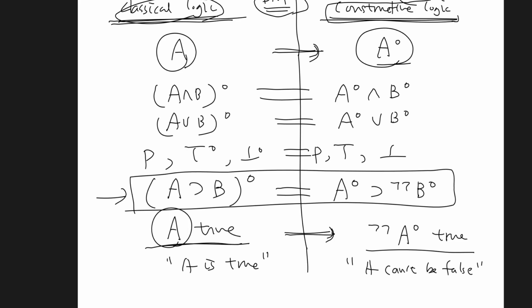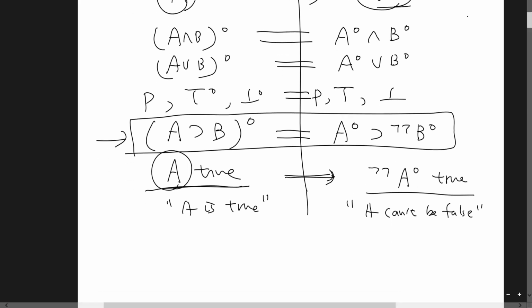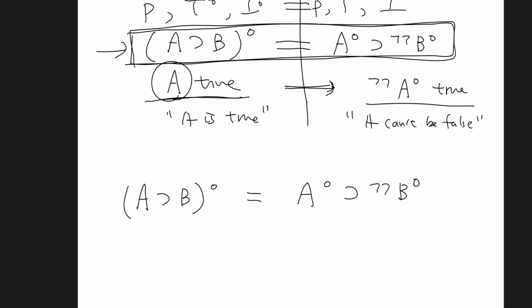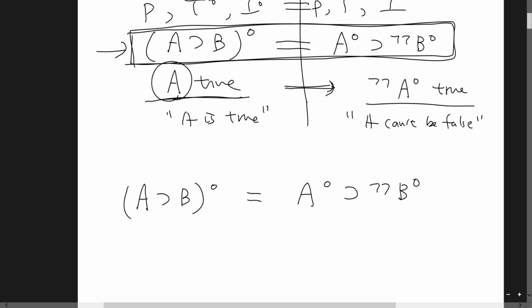So let's see more carefully. Let's analyze more carefully this translation. In classical logic, we have A implies B, and this is translated to A circle implies double negation B circle. So this is the interpretation of a classical function, a function in the classical world from A to B.